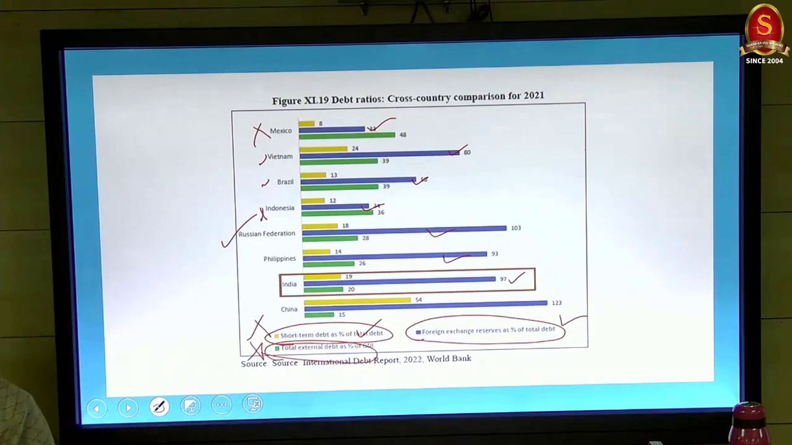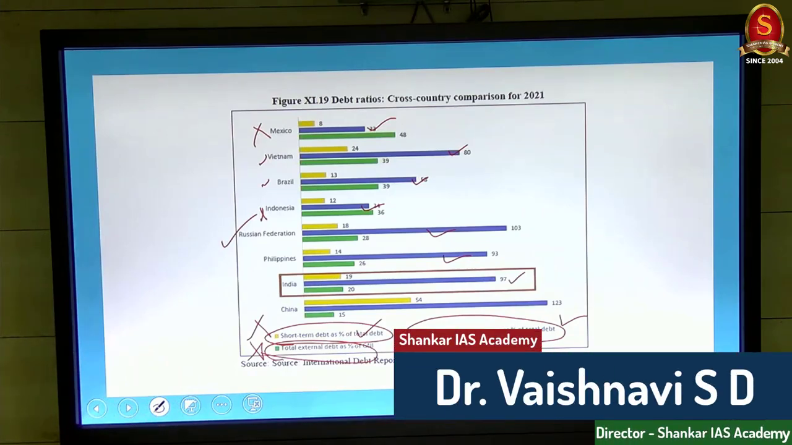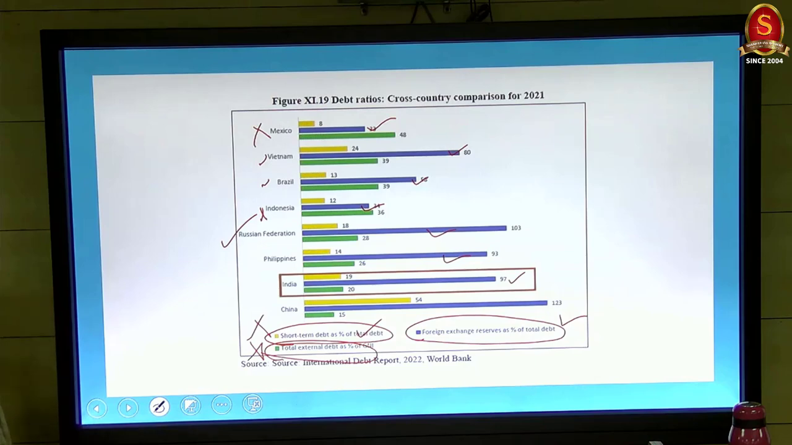Because we are having 97%, that's why the government keeps saying that we are a sustainable debt country. Debt sustainability is there for the country. First chapter, it will tell one story. That story is based upon the growth. It will say, I grow, so I borrow. The last chapter, it will say another story. I have foreign exchange reserves, so I have sustainability. Right? We'll stop the class here. I'll take it in the next session.